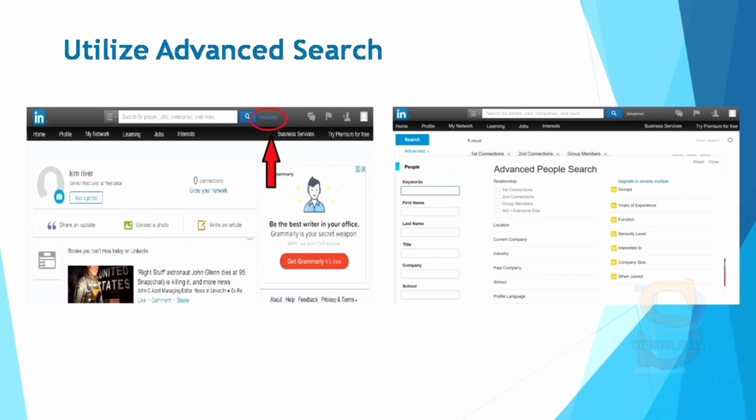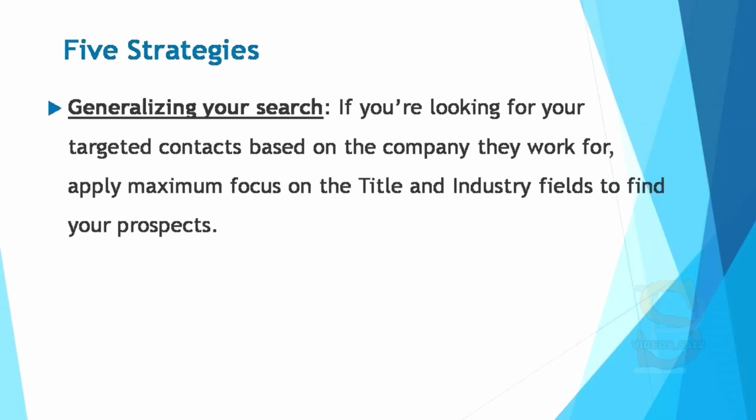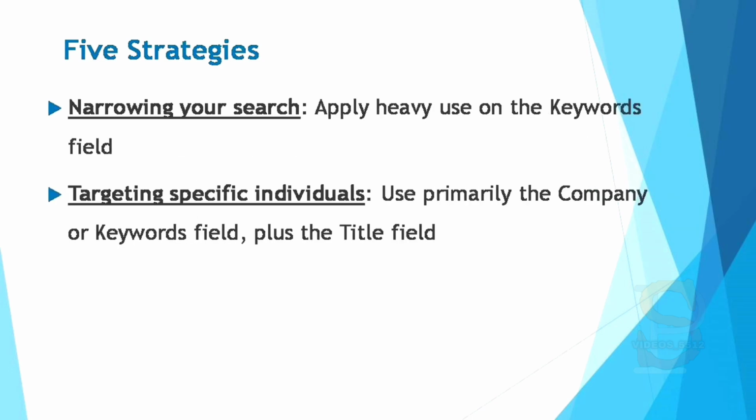Here are 5 strategies to help you further customize your search to reach targeted prospects. Generalizing your search. If you're looking for your targeted contacts based on the company they work for, apply maximum focus on the title and industry fields to find your prospects. Narrowing your search. Apply heavy use on the keywords fields to narrow your search results when you need to reach people within a specific niche of an industry. Targeting specific individuals. Use primarily the company or keywords field plus the title field to help you find specific individuals in your targeted companies or industries.